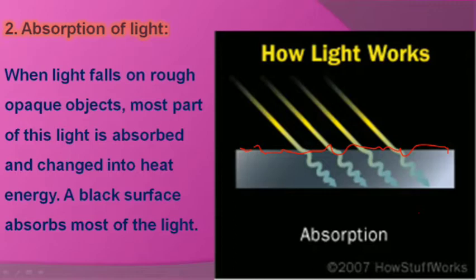Especially we wear light color clothes in summer, and we wear dark color clothes in winter, for the same reason: they absorb the heat and light, so they keep our body warm. That's why we avoid dark color clothes in summer, but we prefer dark color clothes in winter.